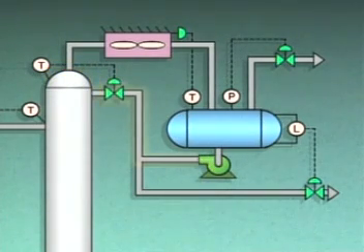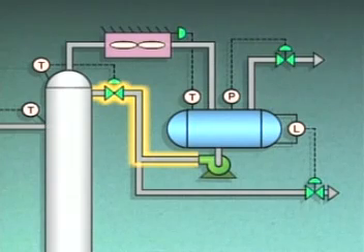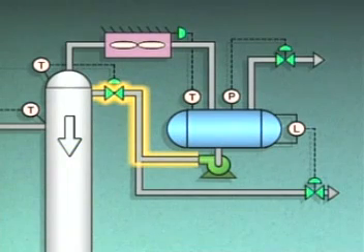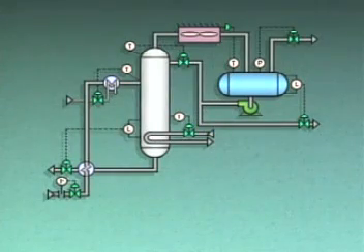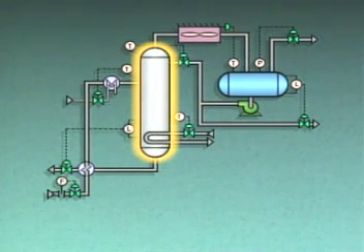Now, an increase in the amount of reflux entering the tower causes more condensation to take place in the tower. As a result, more of the feed's heavier components are condensed and will flow back down the tower. And since more vapor is condensed, the temperature in the tower decreases.